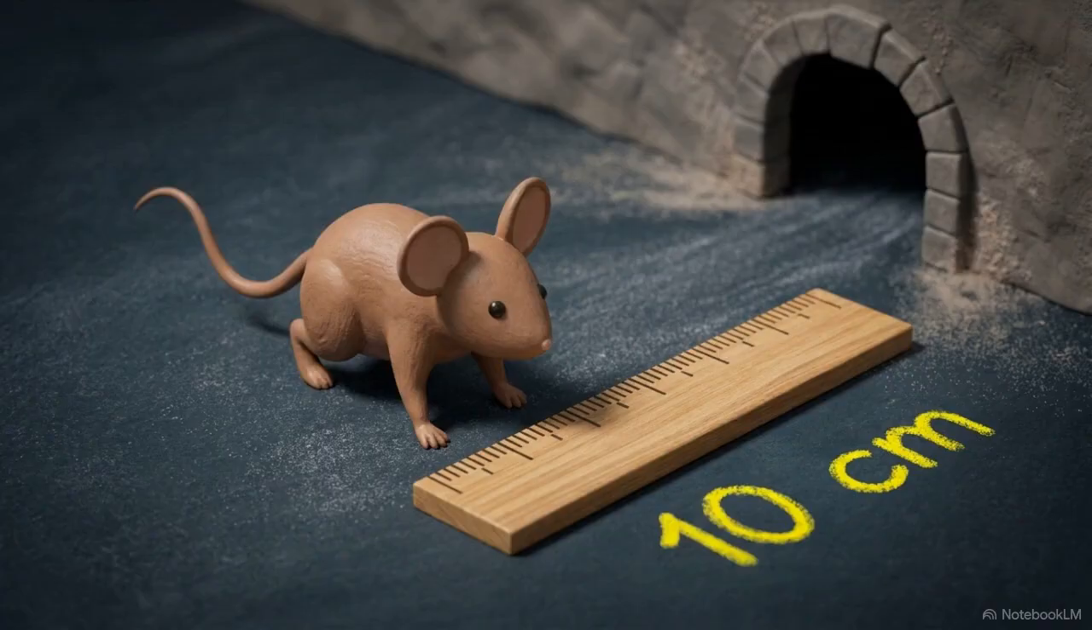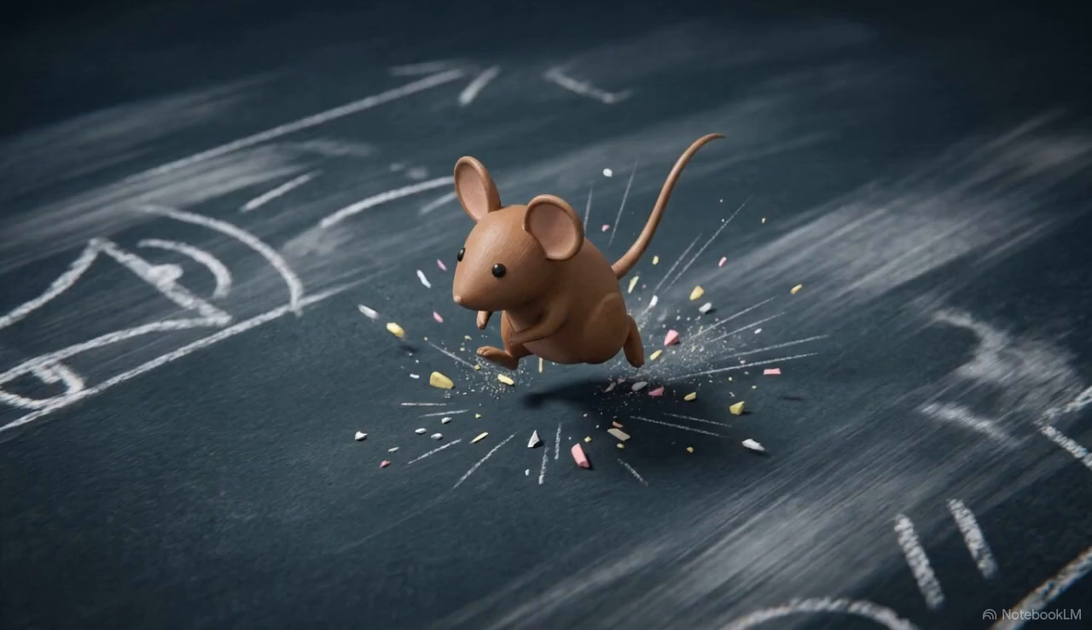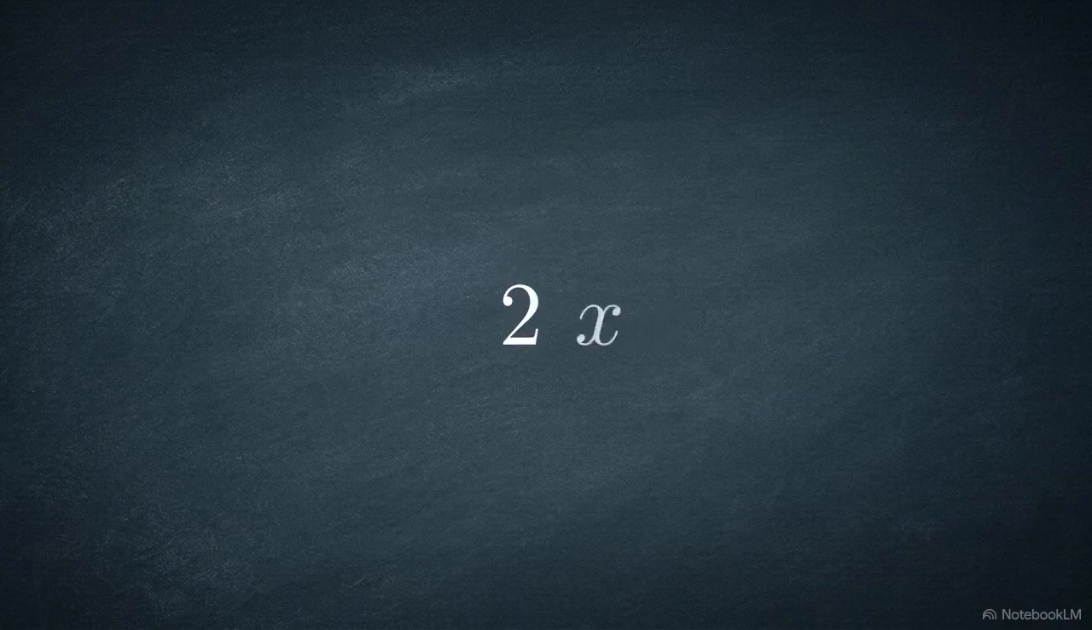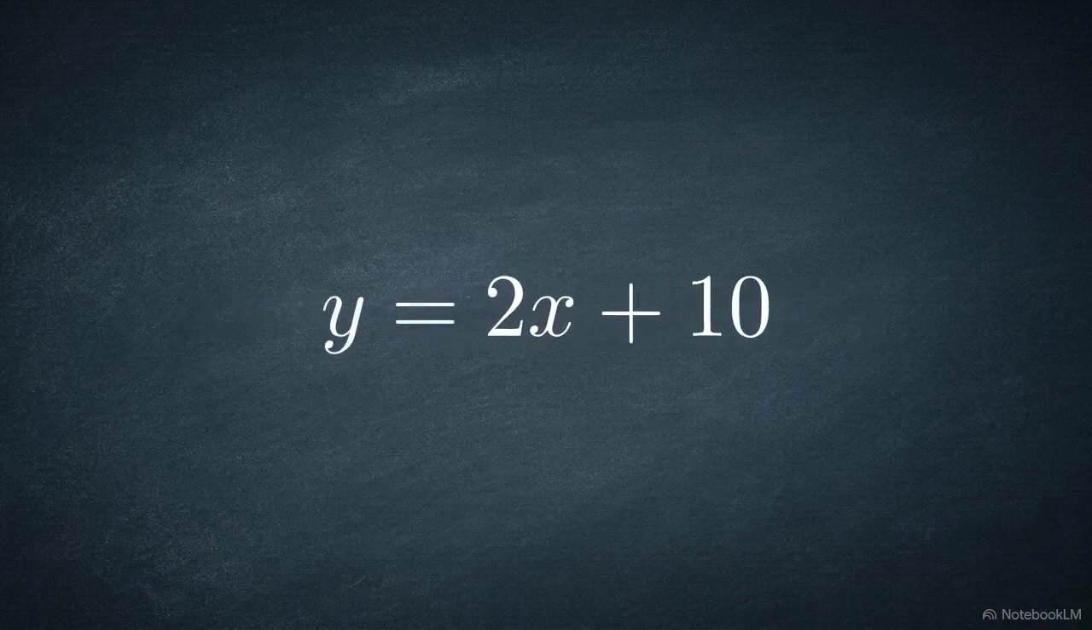Take the mouse. Knowing he needs a head start, he begins the chase 10 centimeters away from his hole. Once the chase begins, he maintains a steady, consistent running speed of 2 centimeters per second. When we assemble those physical facts, we get this equation for the mouse. Y equals 2x plus 10.